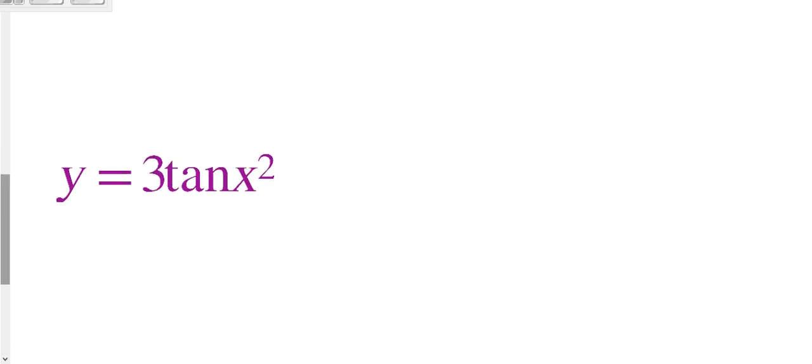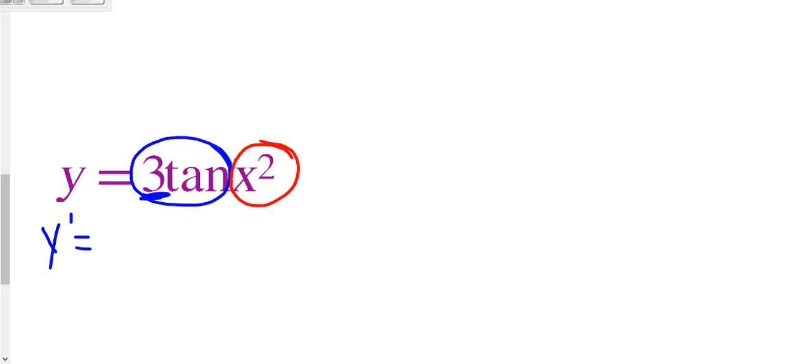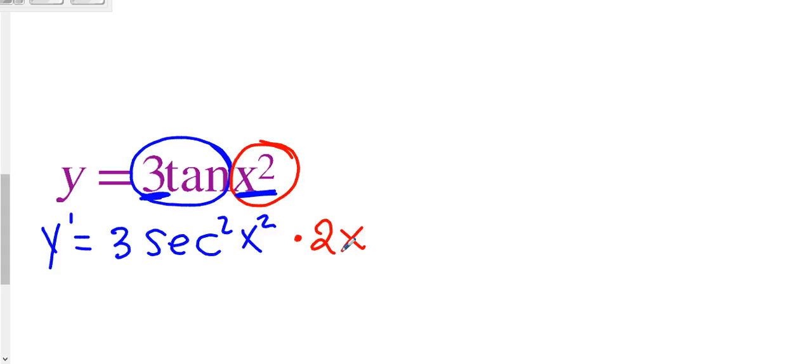Another example we have is y equals 3 tangent x squared. So we have a couple things going on. To take the derivative, the 3 is a number multiplied in front, so it will just stay multiplied in front. So we do the chain rule. The outer is 3 tangent, the inner is x squared. D outer, d inner. The derivative of 3 tangent is 3 secant squared. This was x squared, so I have to write x squared. D inner, the derivative of x squared is 2x. So we can write our final answer as 6x secant squared of x squared.